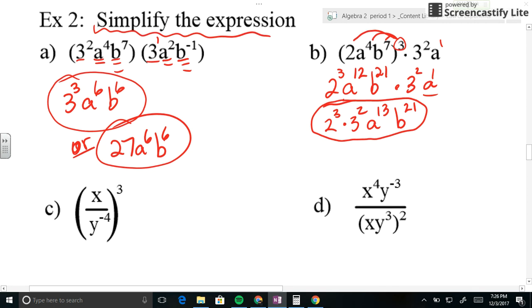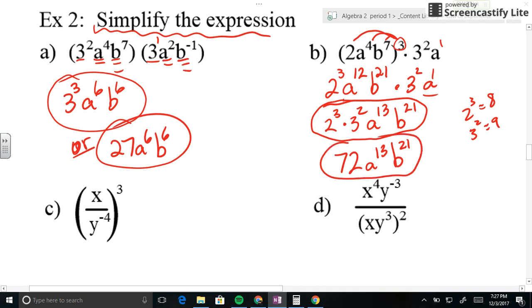I can, however, evaluate. So I can do 2 cubed. 2 cubed is 8. And I can do 3 squared. 3 squared is 9. So I'm multiplying 2 cubed times 3 squared, which is 8 times 9, and that would give me 72, a to the 13th, b to the 21st. So I could write it like that as well.